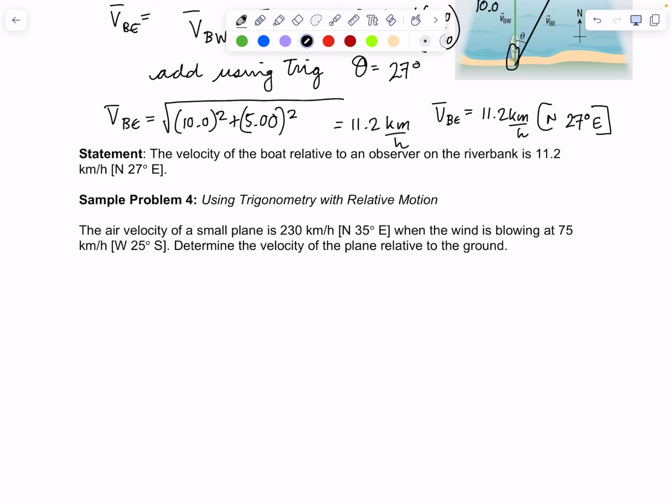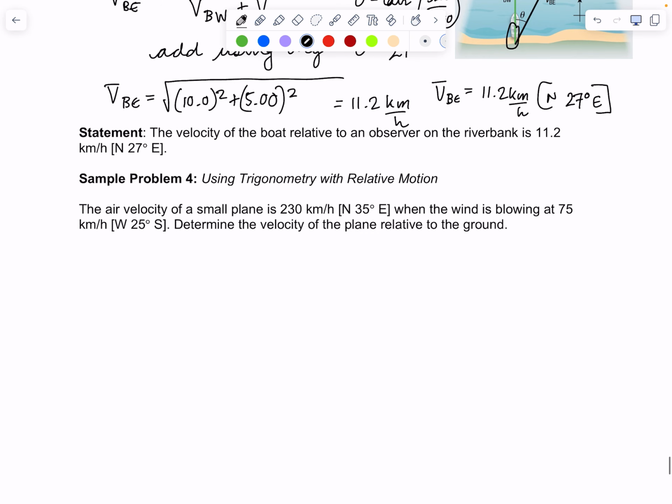Now these were all collinear or perpendicular, and they were easy to solve either using algebra or trig. What if we have non-collinear, non-perpendicular vectors? Let's try sample problem number 4.